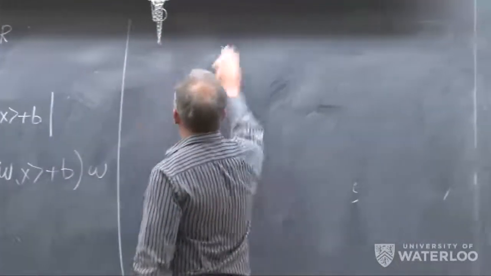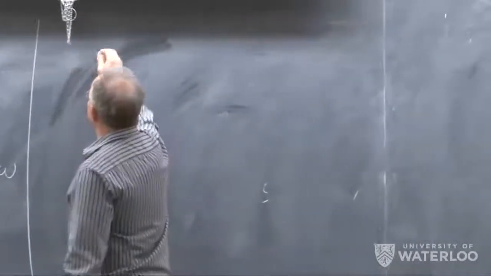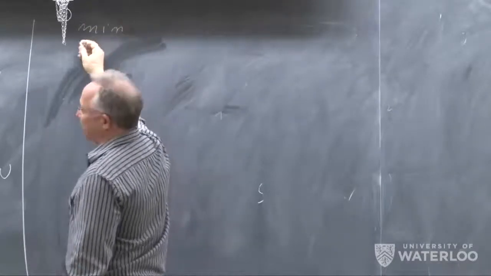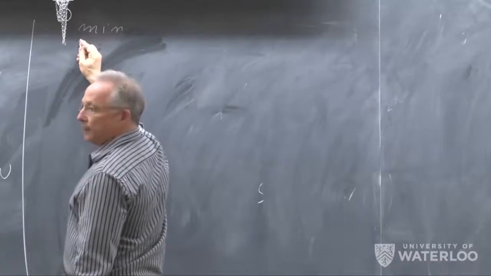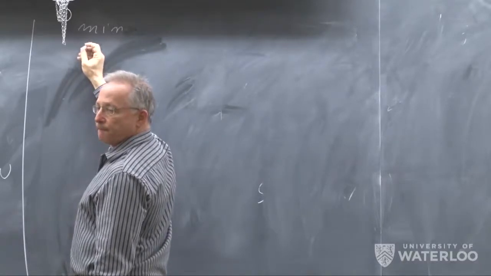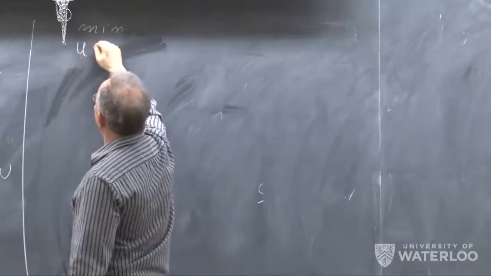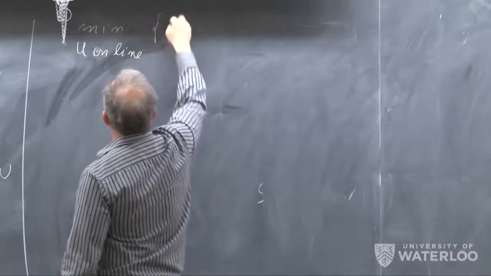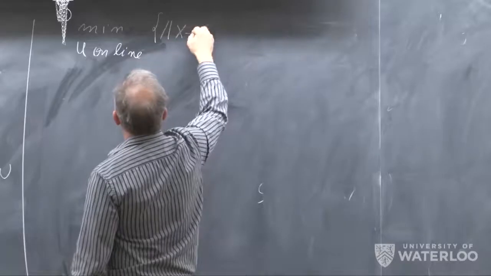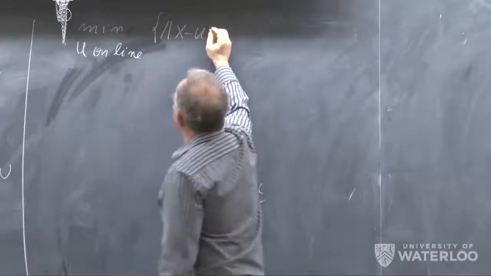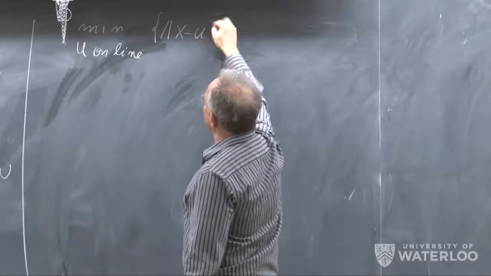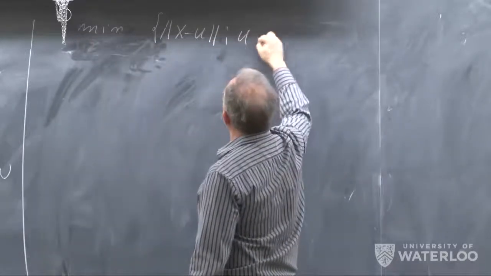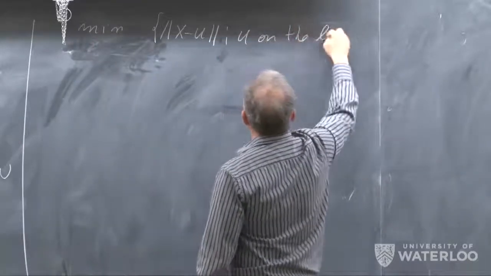So just recall, what we are searching for is the minimum over all vectors u on the line of the norm of x minus u, the minimum of the norm of x minus u over all u on the line.